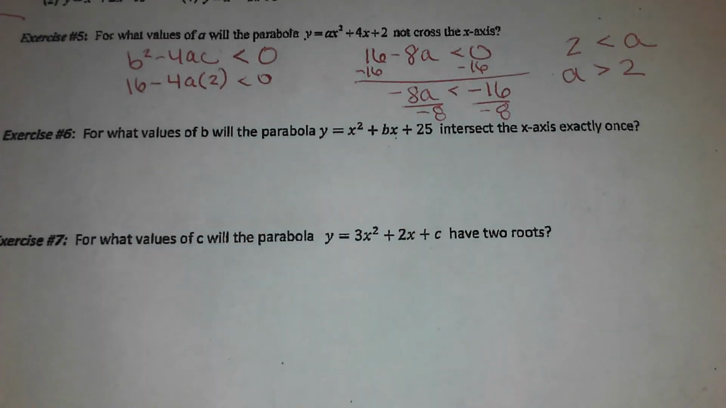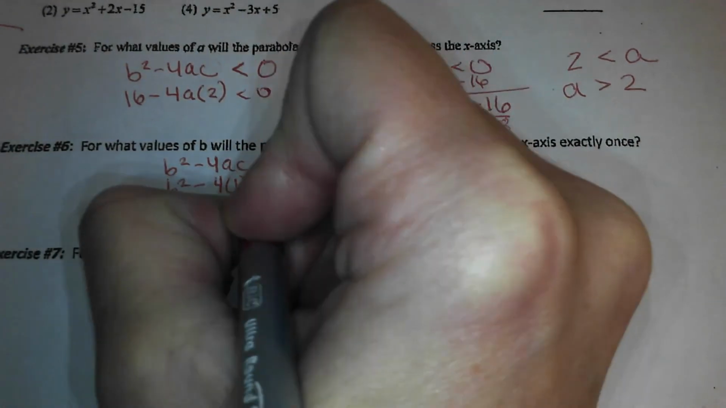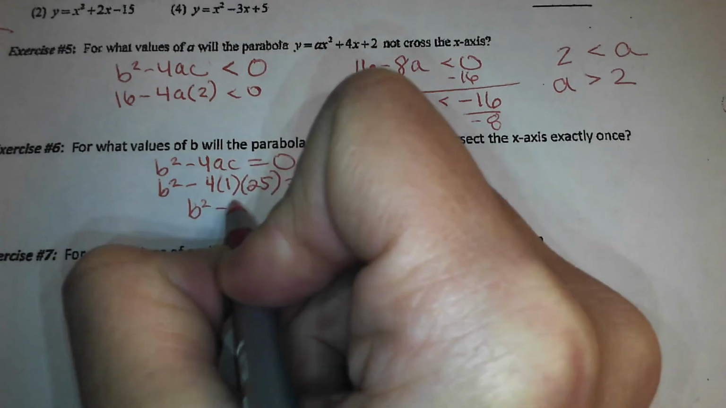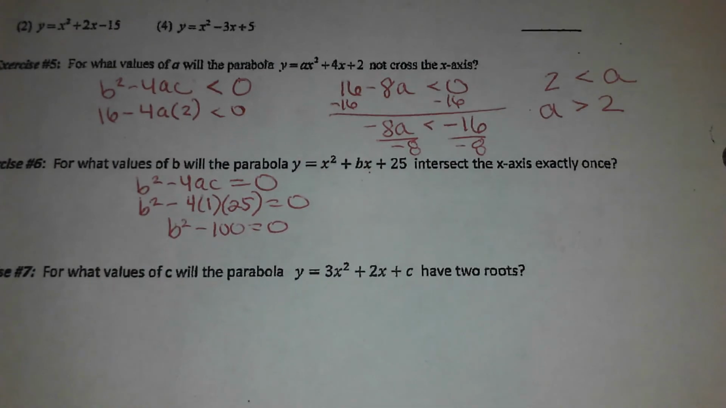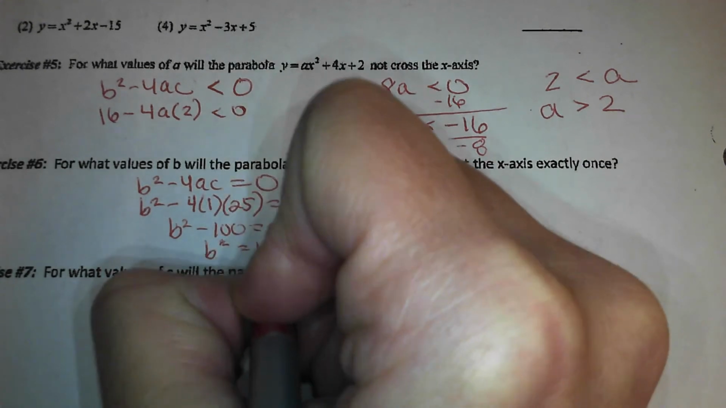For what values of B will this intersect the x-axis exactly once? If you want it to intersect the x-axis exactly once, then the discriminant needs to be what? Equal to 0 exactly, correct. So we have B squared minus 4 times an A of 1 and a C of 25. That's B squared minus 100. Add 100 to both sides. B squared equals 100.